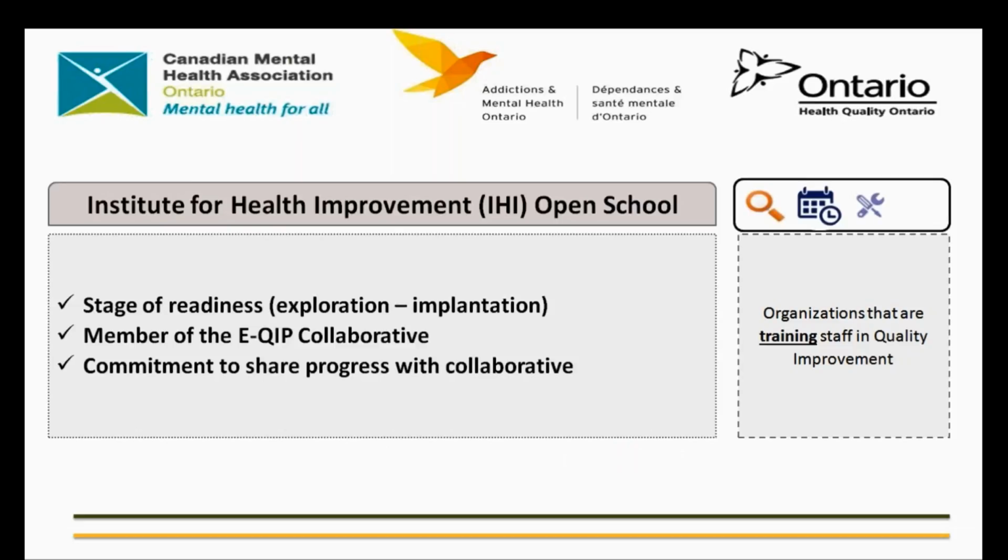So to access this service, again, it'll be offered beginning in September as part of our community of practice. And we're promoting it especially for folks who are in the earlier stages of QI adoption, so folks in the exploration up to implementation stages. And we're hoping that in providing this resource, folks will share their progress and their learnings and some of their experiences back with the community of practice, so that we can all learn together.